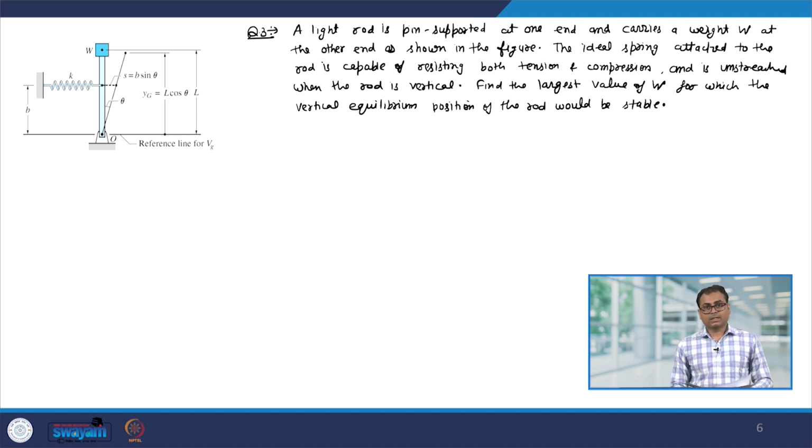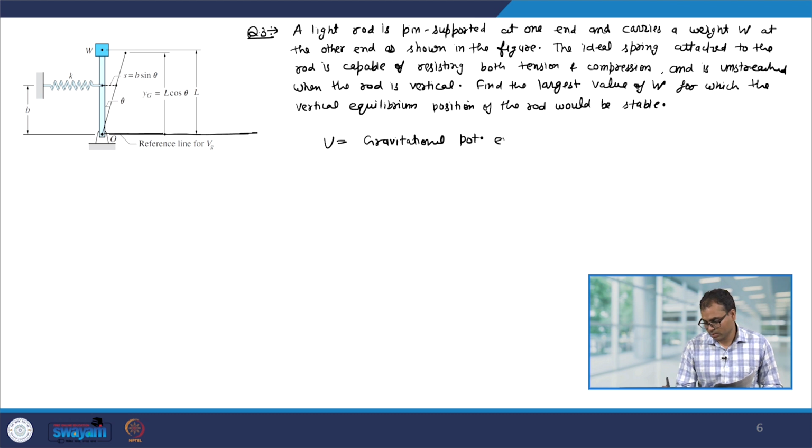So, the first thing is to write down the total potential energy of the system, and for that we have to find out the reference. In the figure itself, the reference line is given. So, therefore, let us write down what is the total energy of the system. So, U, which is the total potential energy, it will be the gravitational potential energy plus the elastic potential energy.